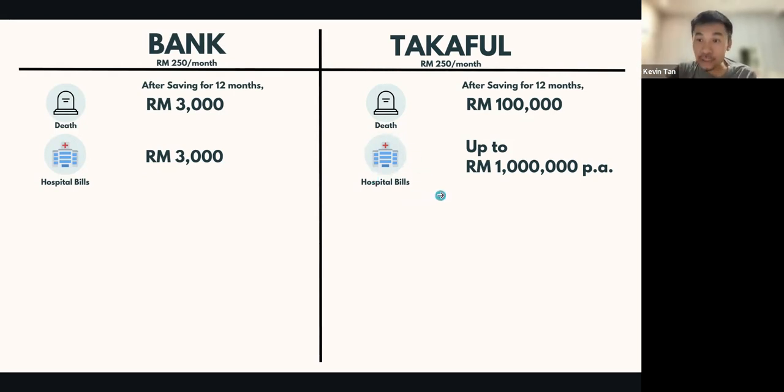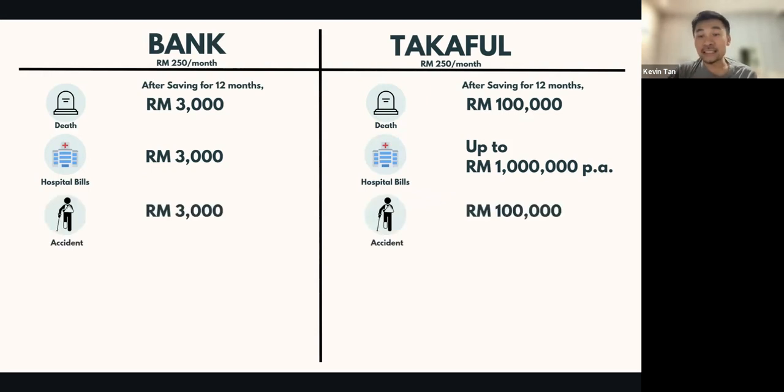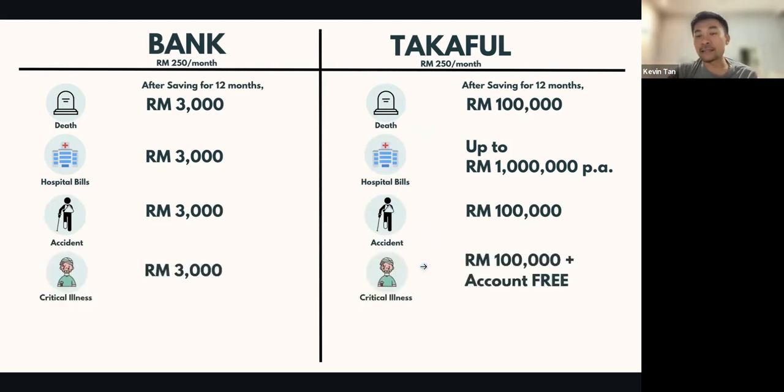Not only these two, even if accident, Takaful will also pay you 100,000. Not only this, even if it's a serious illness after you admit hospital, right? And then doctor say, oh, this is cancer, heart attack, we pay you another 100,000. Not only that, after that, the account is free. Prudential will save 250 on your behalf every month for the rest of your life.